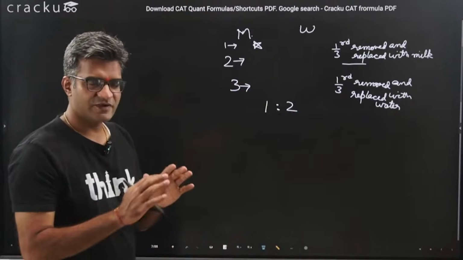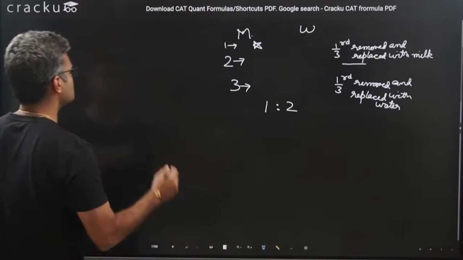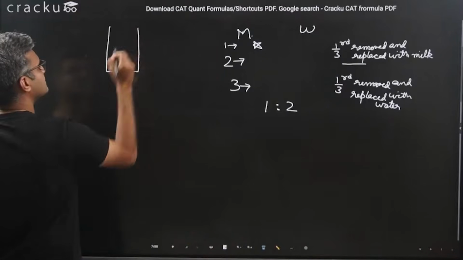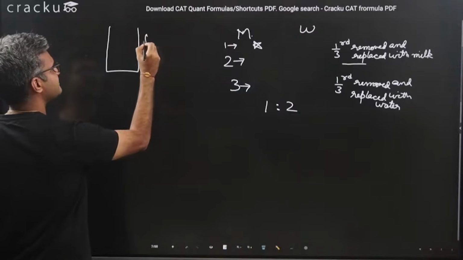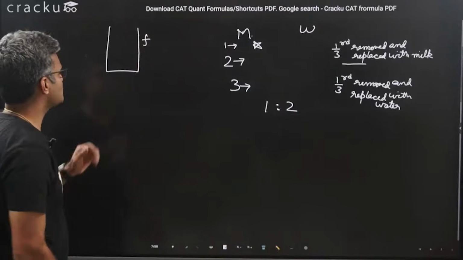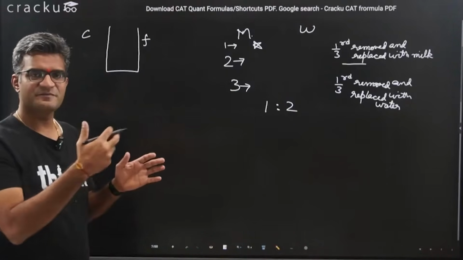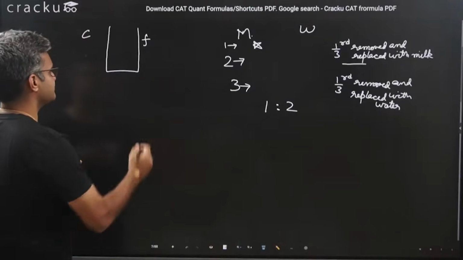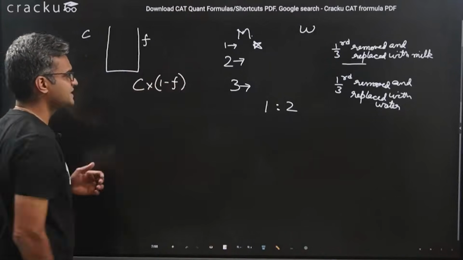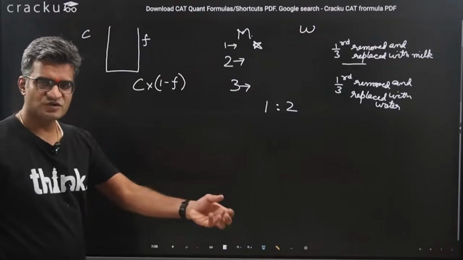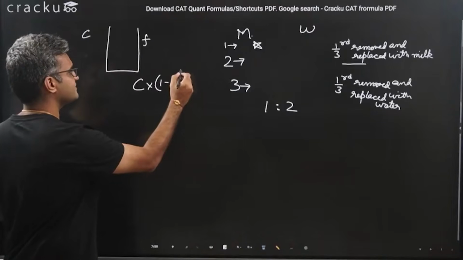Now, before we go to this, let me quickly remind you of the formula so that we can solve it very quickly. Suppose we have a container. Suppose the fraction that is removed is F, and the initial concentration of milk is C, and milk is being replaced with water. The new concentration will be C into 1 minus F. If this happens again, where again the solution is removed and replaced with water, the concentration of milk becomes C into (1 minus F) whole squared.